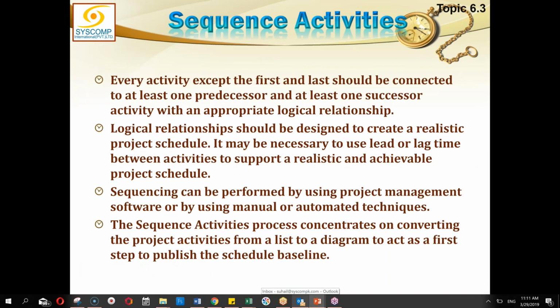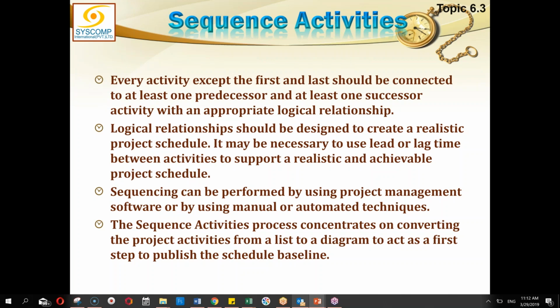Every activity except the first and last should be connected to at least one predecessor and at least one successor. Meaning what? There cannot be activities in the middle of the project which are not connected backward or forward. There must be a connection. Right from the beginning of the project till the end, everything must be connected with something.